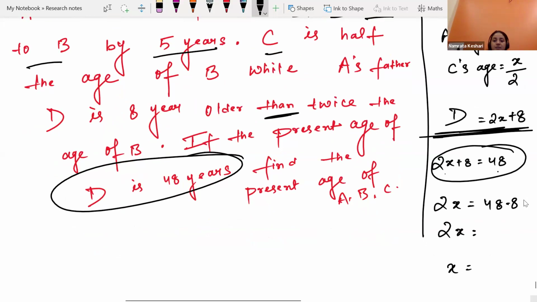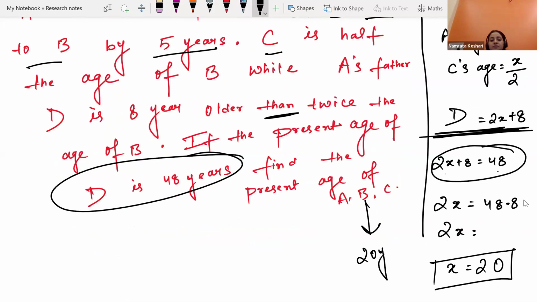20. X is 20. Yeah, X is 20. So B is 20 years old. A is X plus 5, X is 20 plus 5, A is 25 years old. And C is X by 2, we have written over here. That means C is 10 years old.